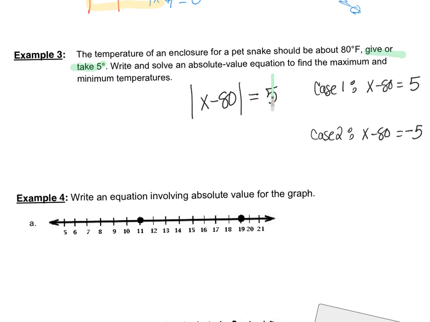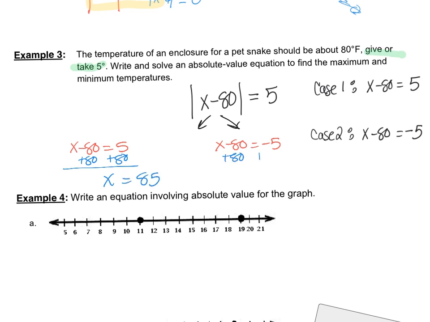The absolute value equation is this one, and your two cases are, first of all, x minus 80 equals 5, and second of all, x minus 80 is equal to negative 5. Solve the two like normal. Your temperature could either be 85 degrees or your temperature could be 75 degrees. So the solution set would be 85 degrees or 75 degrees. And that would be the answers, which we refer to as a solution set.